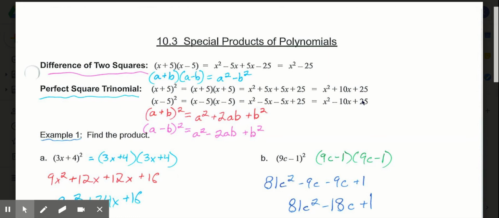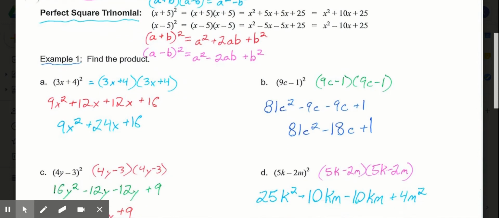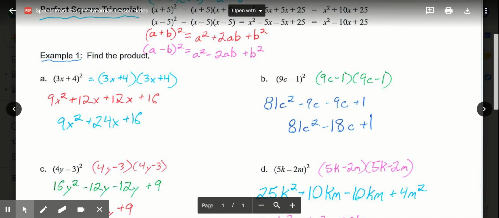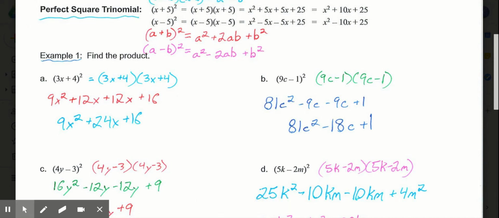So in our examples, you'll notice I wrote it out first using the FOIL method. So if I was looking at A, I'd have 3x plus 4 squared, which means 3x plus 4 times 3x plus 4. I can use the perfect square trinomial right here. (a plus b) squared is our situation. Or I could FOIL it, which you'll see here in the middle, and then the final answer.